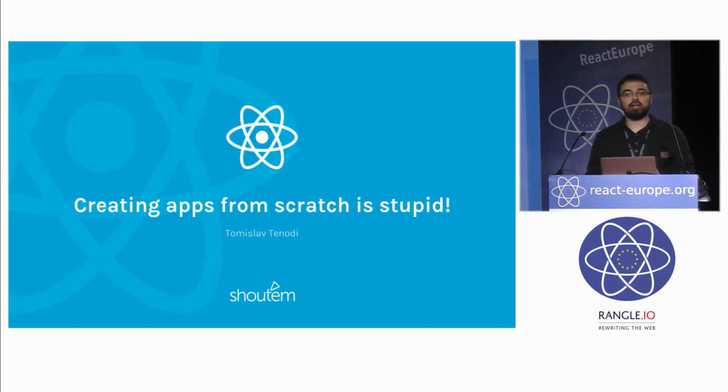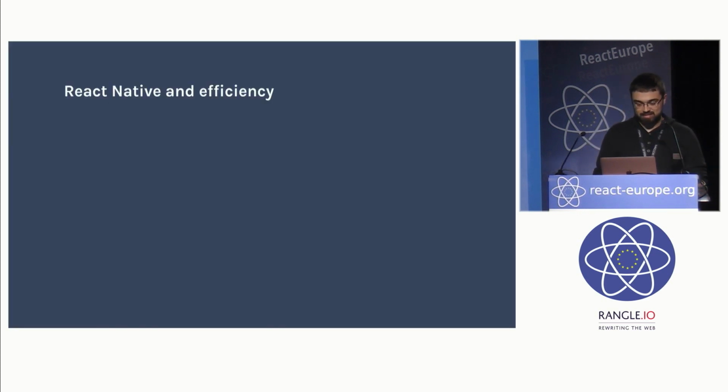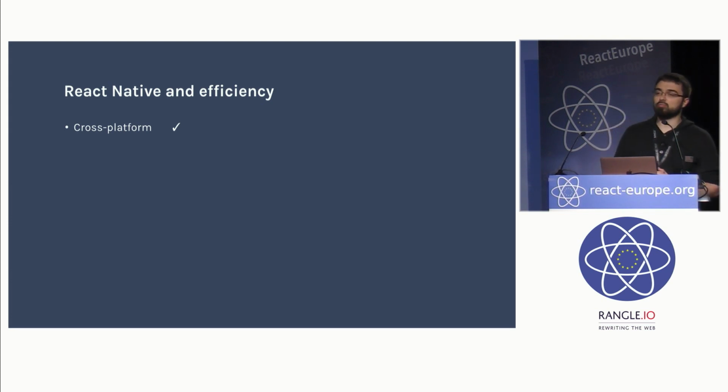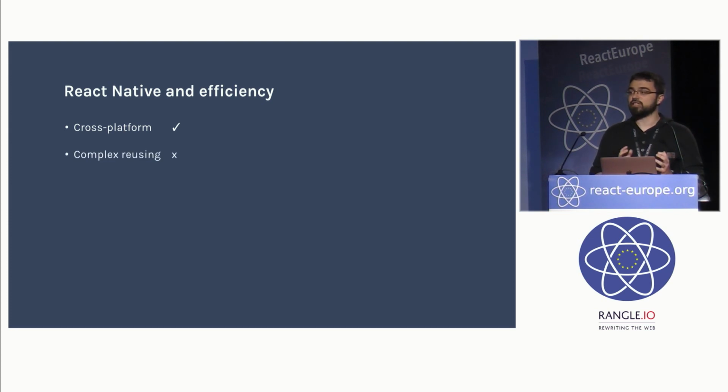I'll talk today about efficient React Native development, because creating apps from scratch is stupid. We all know that React Native is a great framework for creating native apps. It basically solved the cross-platform problem, which was the biggest pain point standing in front of efficient mobile app development. But there's one problem left unsolved: the complexity of reusing common app features.